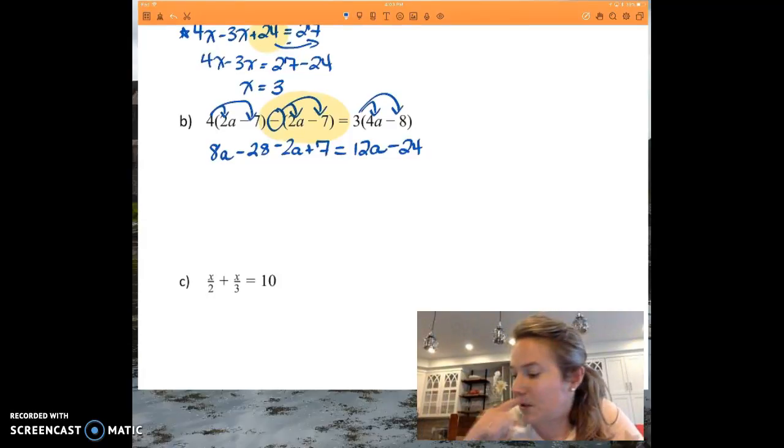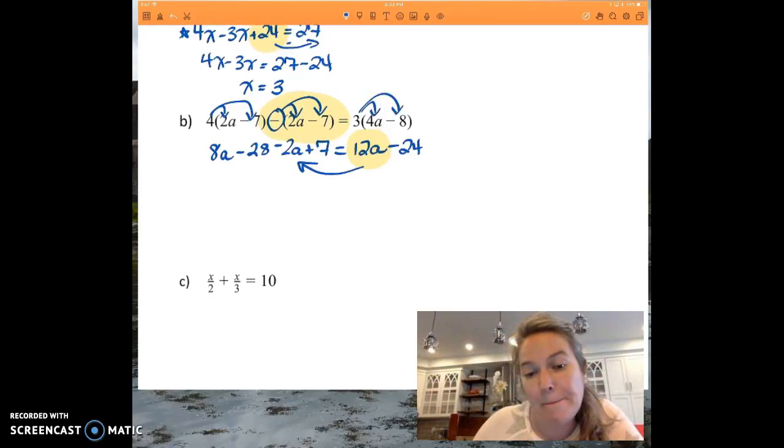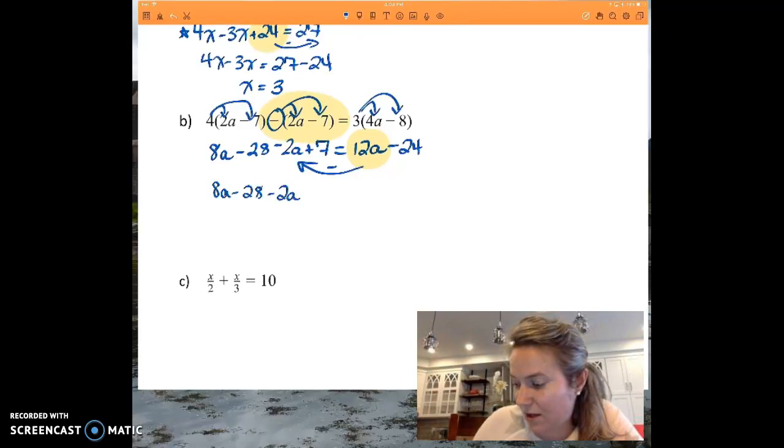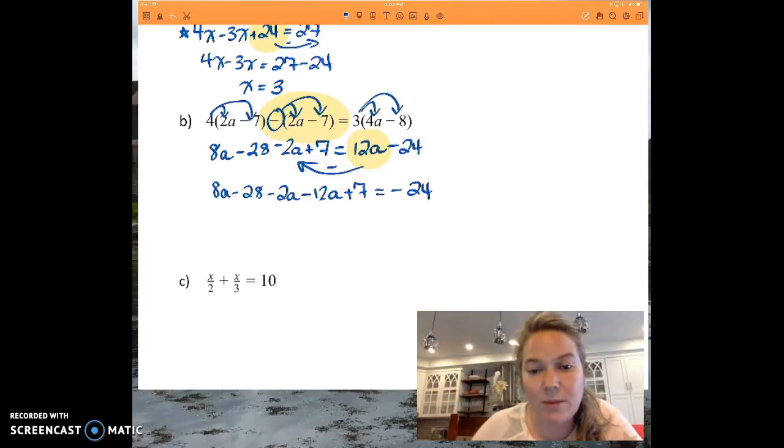So let's look at which ones need to be moved. I'm going to take the 12a, and it's going to come across. It's plus 12a, a positive number, so it's going to become a subtraction. I'm going to get 8a minus 28 minus 2a minus 12a plus 7 equals minus 24. Now remember, that negative 24 didn't change, so it stays negative 24 on the other side.